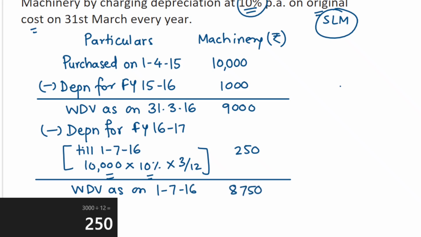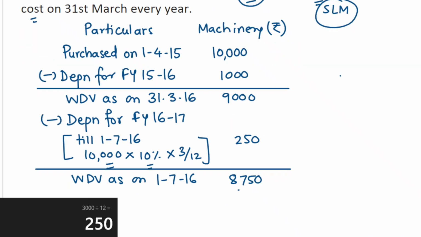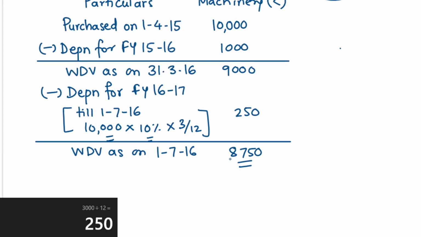will be 8,750. And what is the question asking us to do? It is asking us to find out the profit or loss on sale of asset. The asset was sold on 1st July. Till that time we have found the WDV. We have the book value now. We will deduct this amount from sale proceeds. We got 7,000 from selling the asset. So 7,000 minus this amount, we got less than book value, right? So that will be a loss.